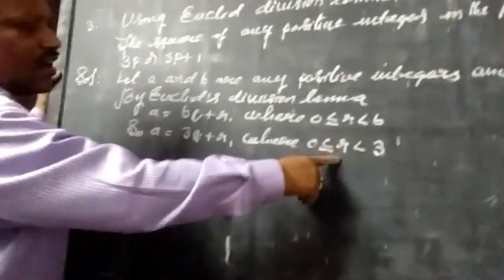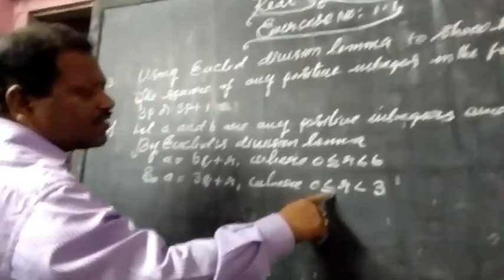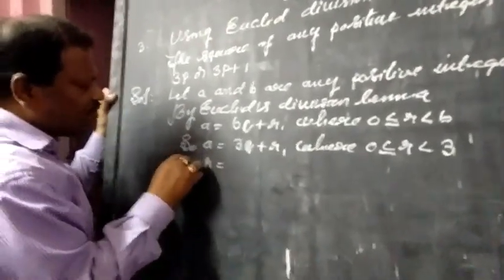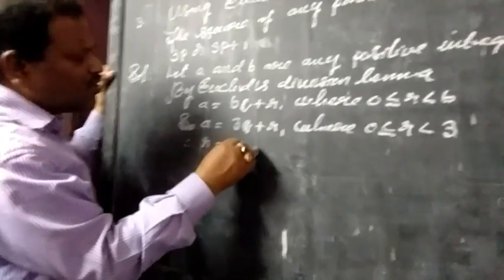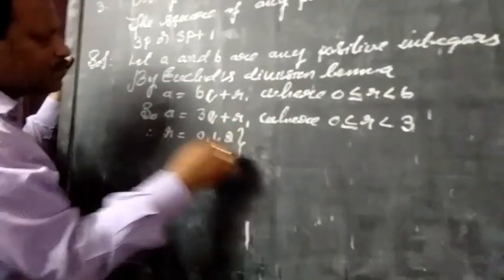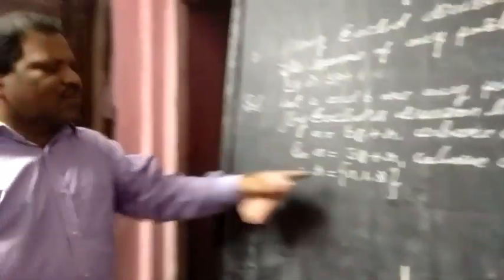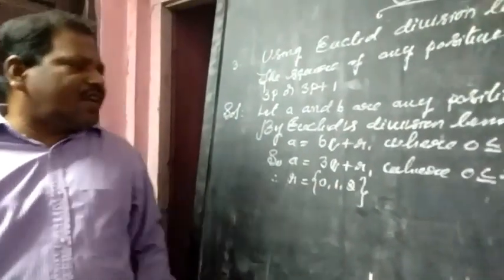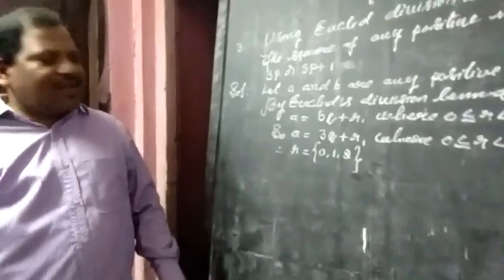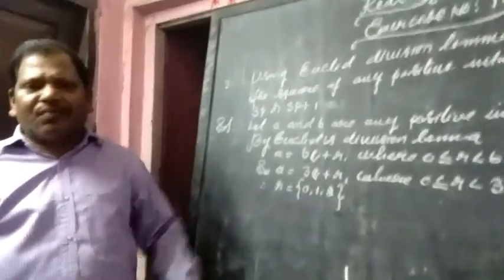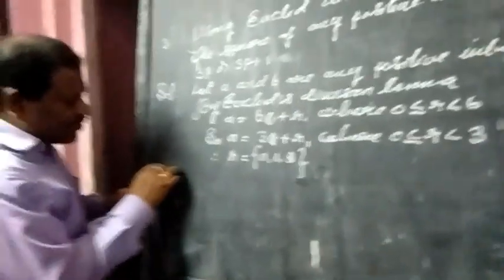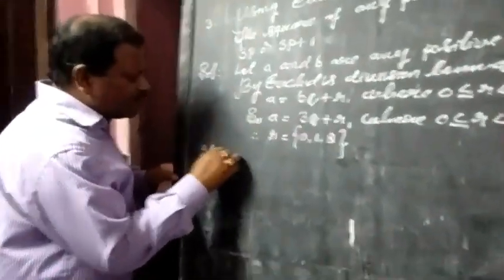Therefore, what is eligible for R? 0 less than or equal to R less than 3. Therefore, remainder R equals 0, 1, 2 only. So R value is 0 or 1 or 2. When divided by 3, the remainder is 0 or 1 or 2, but not more than 3. Okay?